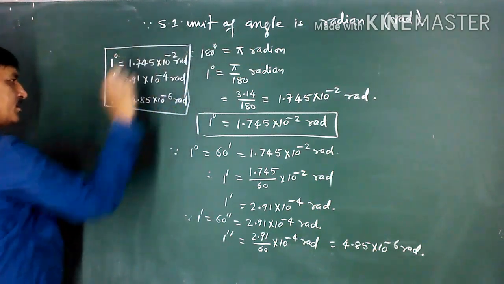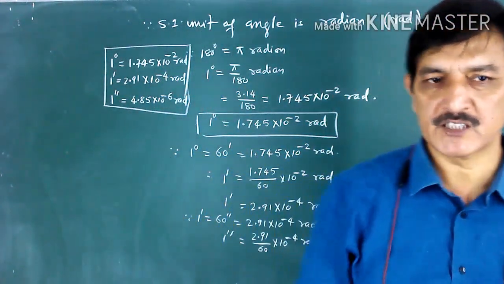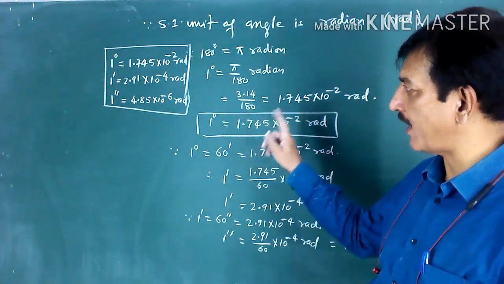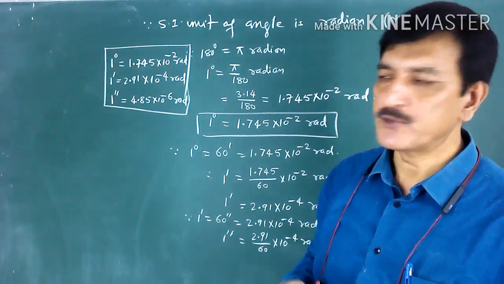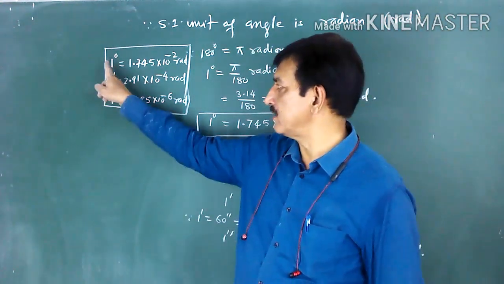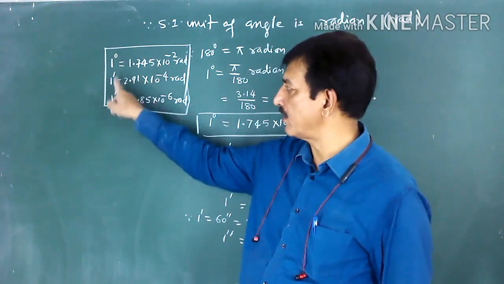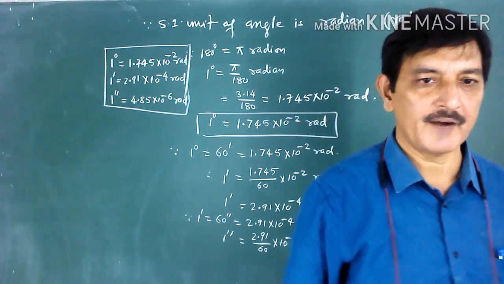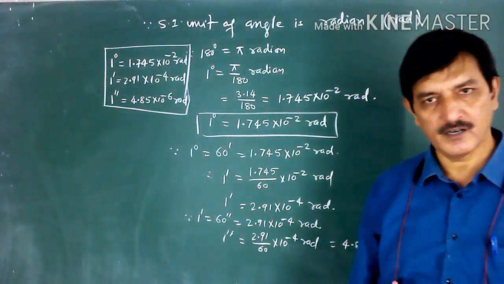So remember, if we have to calculate some numerical problem, then you must put the value of the angle in radian. So whatever the unit given in the problem, maybe in degree, maybe in minute, maybe in second, you have to convert those values of degree, minute and second into radian. After putting the value in radian, we can calculate the problem.